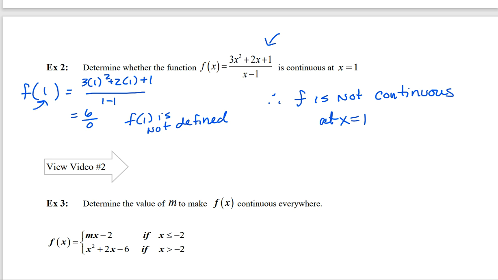Okay, so one of the first things you probably tried is to see what the value of the function f is at 1, and it comes out to be that you create division by 0, which means you have a vertical asymptote, and therefore f of 1 is not defined, and that's all you really need to know to prove that f is not continuous at x equals 1.